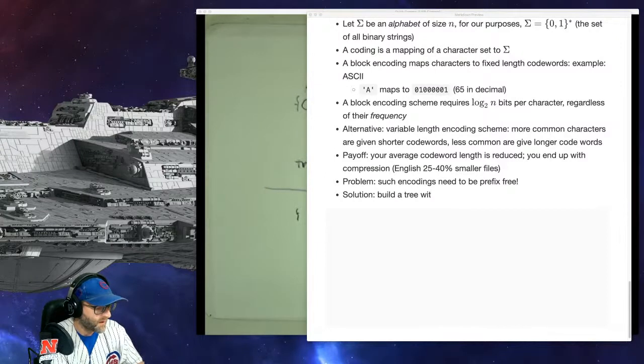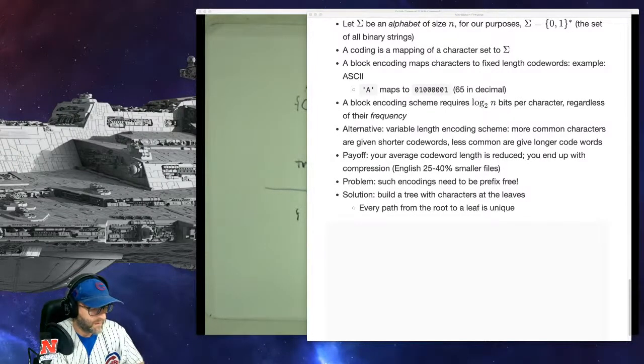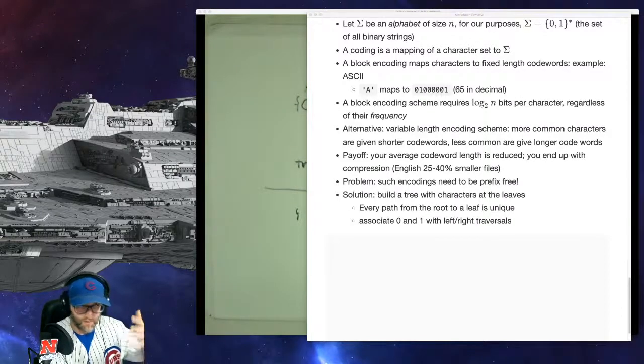Build a tree with characters at the leaves, right? Because it's a tree, every path from the root to a leaf is unique, right? We'll associate 0 and 1 with left and right traversals, edges going down, left, right, and be consistent about it. If you go down left in this tree, that represents a 0. Go down right, that represents a 1.